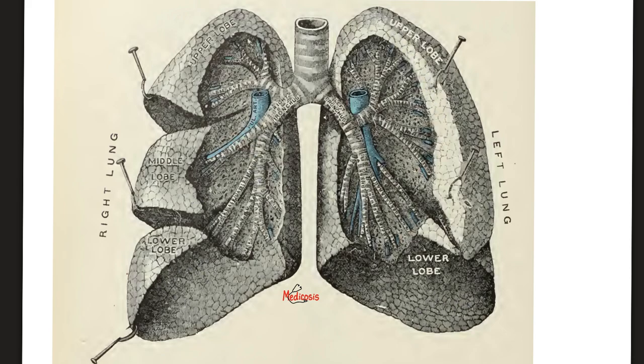Here is a tip for the pros. If you want to hear the 3 lobes on the right side and make sure that you do not miss anything, listen to the lungs under the patient's armpit. At that plane, which is the mid-axillary line, you can hear the upper lobe, the middle lobe, and the lower lobe, respectively. And on the left, you can hear the upper lobe and the lower lobe.